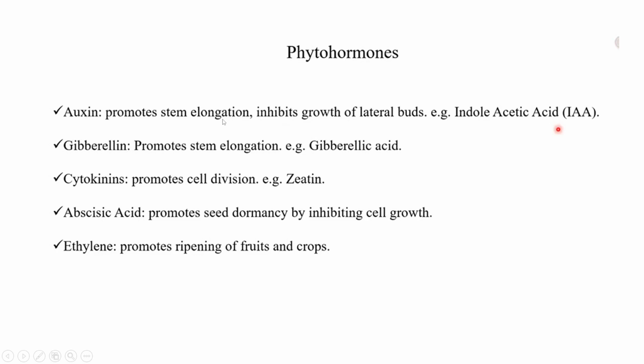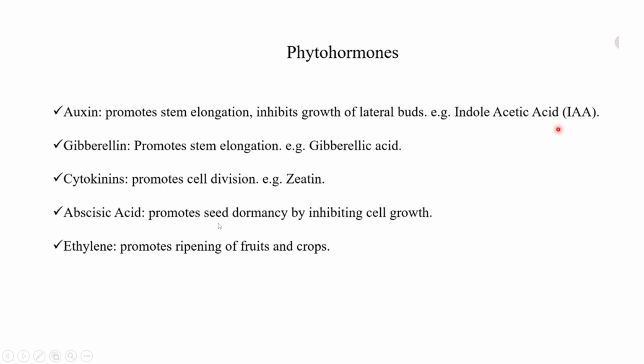The role of auxin is to promote stem elongation and inhibit the growth of lateral buds. An example is indoleacetic acid. It promotes only the apical budding and inhibits lateral bud formation, and it also promotes stem elongation. Gibberellins promote stem elongation, and the example is gibberellic acid. Cytokinins promote cell division during the initial stage. Example is zeatin. And abscisic acid promotes seed dormancy by inhibiting the growth of the cell.